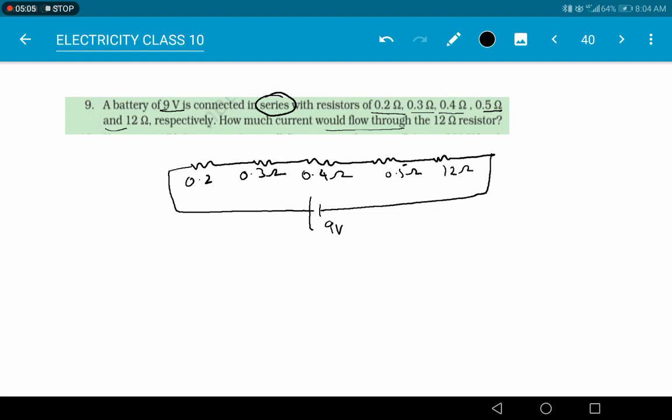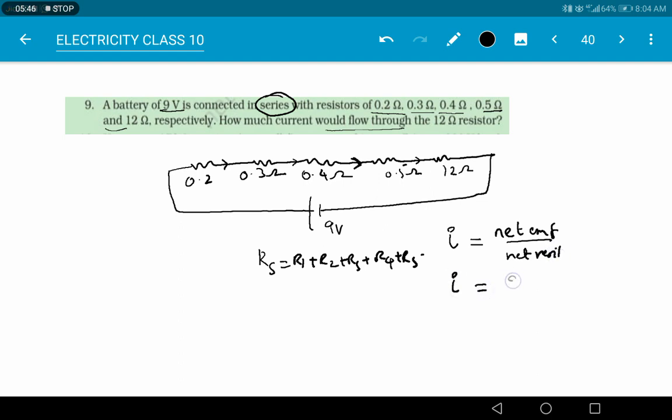In series combination, the current passing through each and every resistor will be the same. It may be 12 ohm or 0.5 ohm, whatever it may be in the combination, through each device the current will be the same. That means we calculate the net resistance, R in series equals R1 plus R2 plus R3 plus R4 plus R5. After calculating this effective R, we are going to find the net EMF and net resistance.